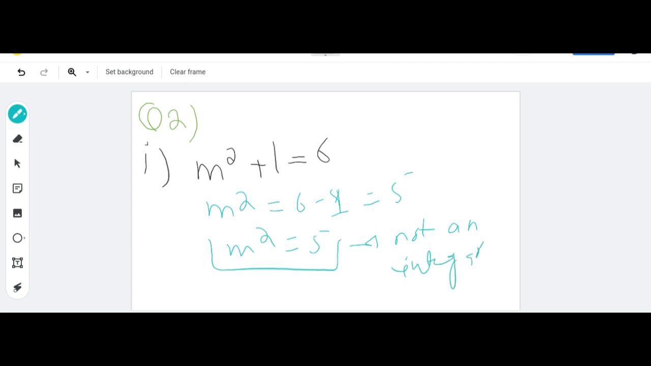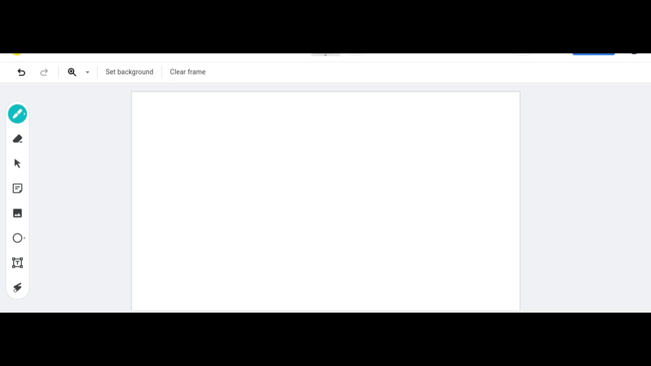Now I will do for the negative. I have done with the positive. Now I have to do for the negative. M square minus 1 is equal to 6. And then m square is equal to 6 plus 1, and then m square is equal to 7. So it is again, m is not an integer. Not an integer. Understood? Yes, ma'am.